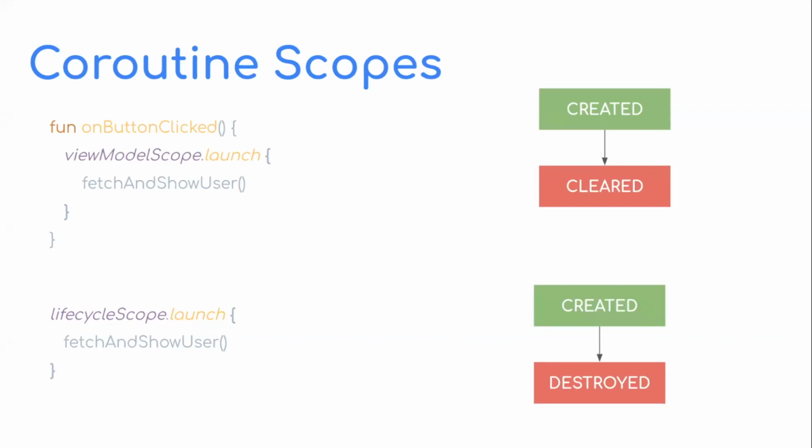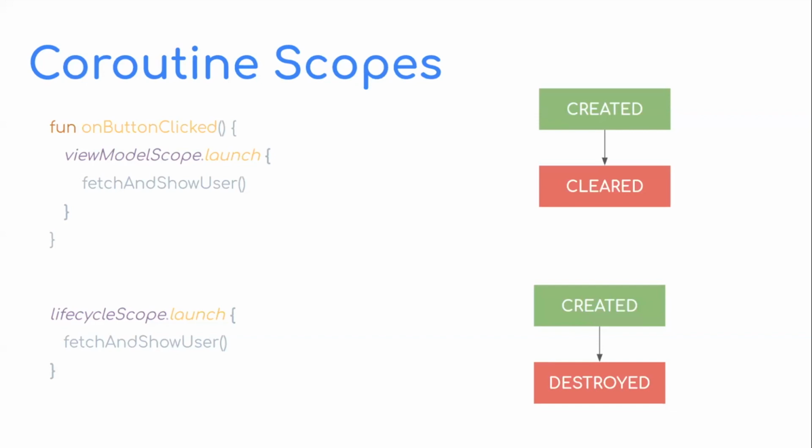You can see when we call a function like fetch and show user in this coroutine scope, data will be sent to our coroutine. But when the coroutine scope is destroyed or cleared, all the children, or all the coroutines that were called from this view model scope, will be destroyed.